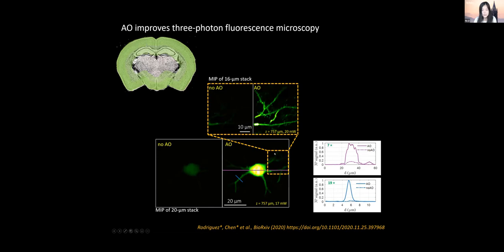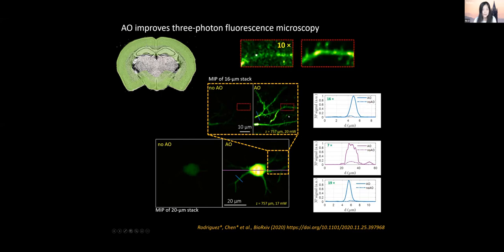We can zoom in further, and you can see that again, it's really essential to have adaptive optics in order to observe those synapses. So here, this dendrite signal is improved 16 times. And we can zoom in even further. You can see that only after AO, we can see dendritic spines and even the dendritic spine neck. So this is how we can improve the spatial resolution of in vivo imaging.